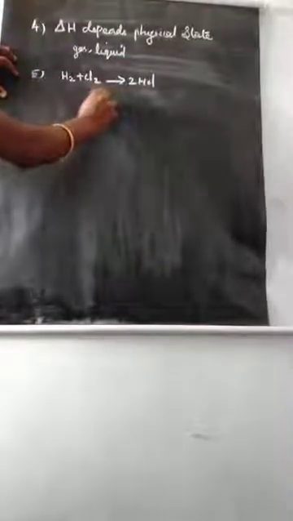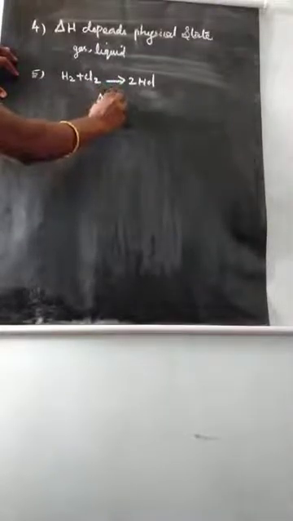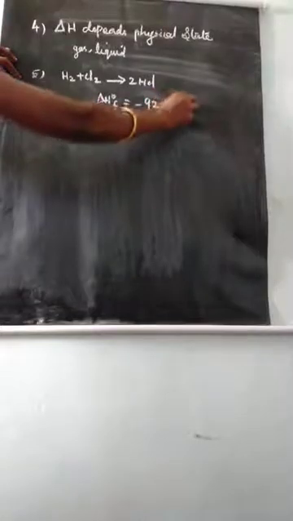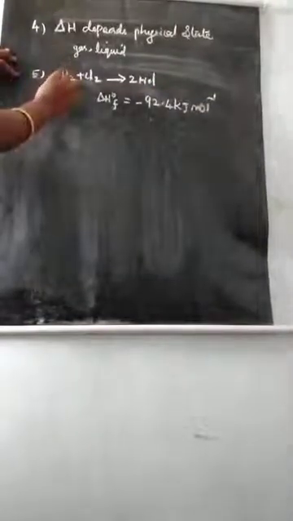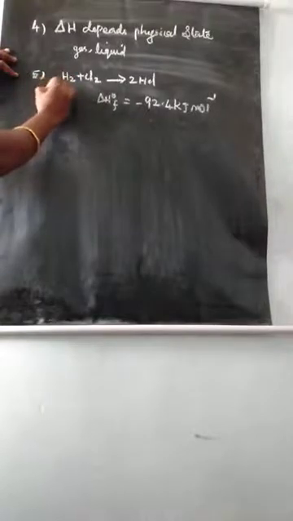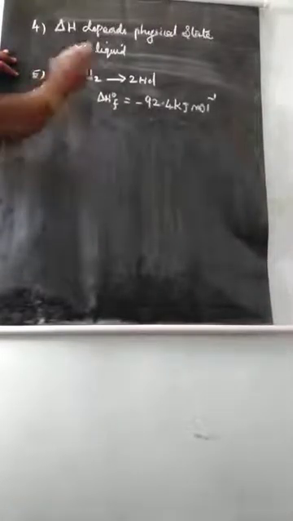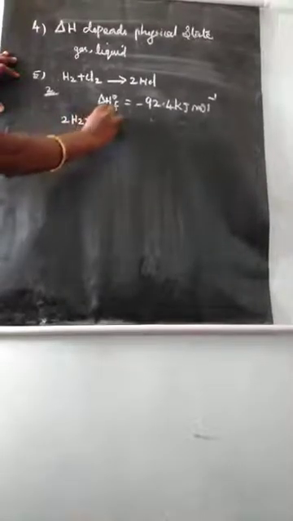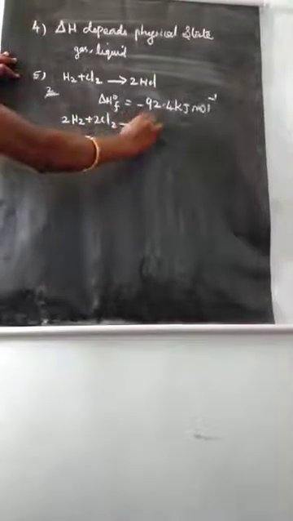Hydrogen plus chlorine gives 2HCl. You know the delta H naught F value is minus 92.4 kilojoule per mole. Here we are telling, listen, the next point. If a thermochemical equation is multiplied throughout by a number, suppose you are multiplying this equation by 2, you will get 2H2 plus 2Cl2 gives 4HCl.